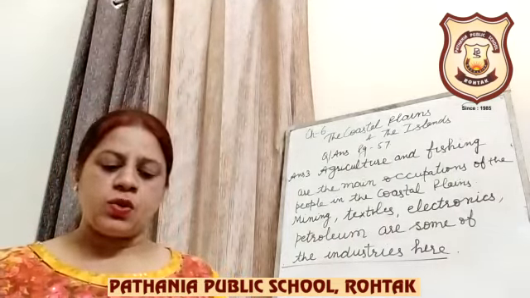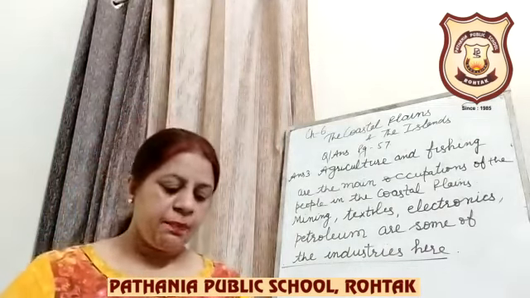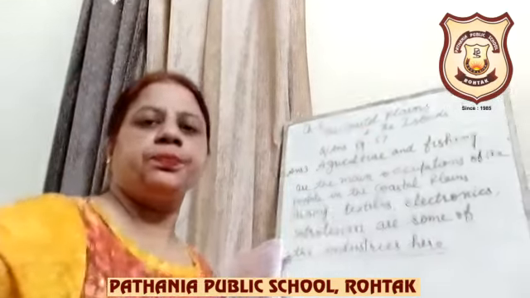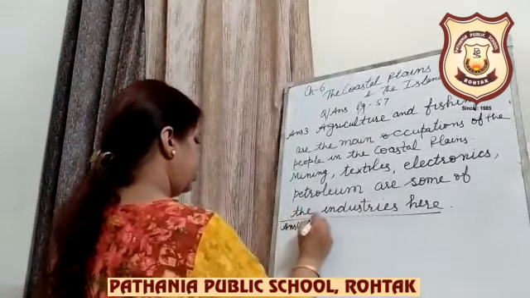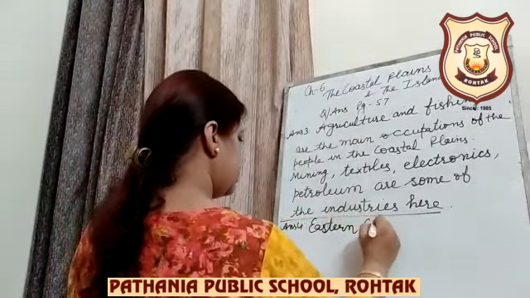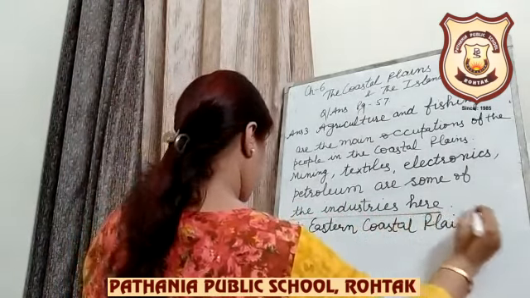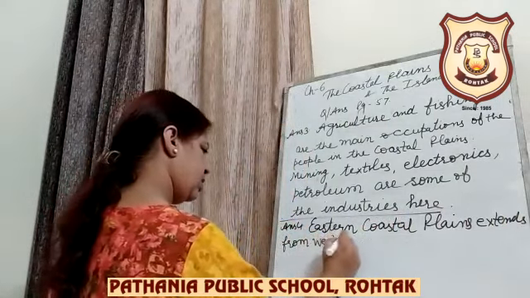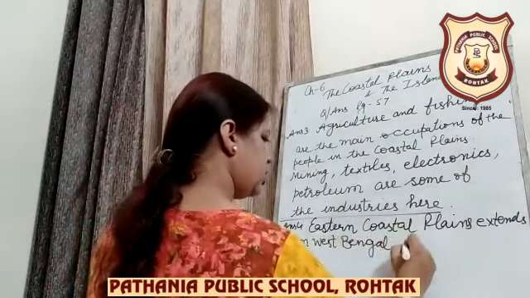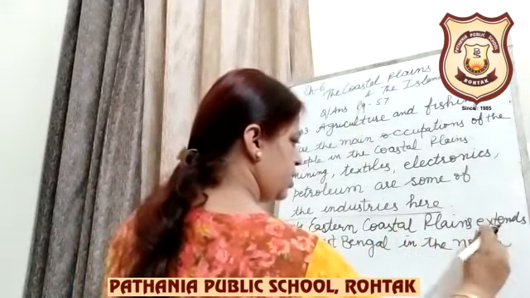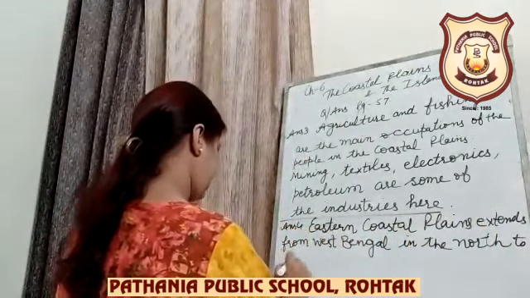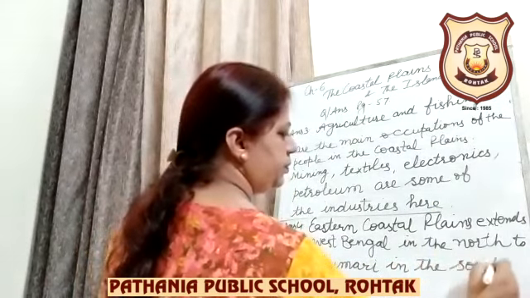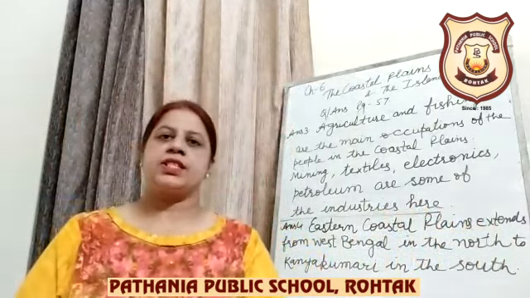What is the extent of eastern coastal plains? Oh, it's very simple. You can write, okay? Eastern coastal plains extends from West Bengal in the north to Kanyakumari in the south. That's all. So what you will write? You will write answer number 4. Eastern coastal plains extends from West Bengal in the north to Kanyakumari in the south. That's all, children.